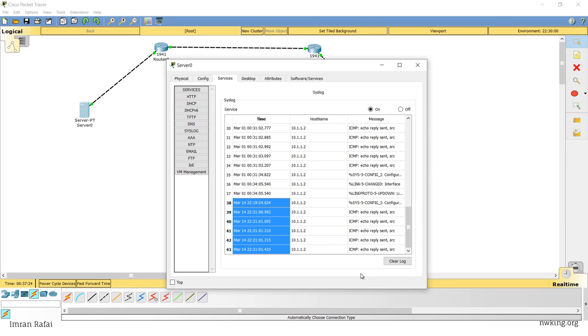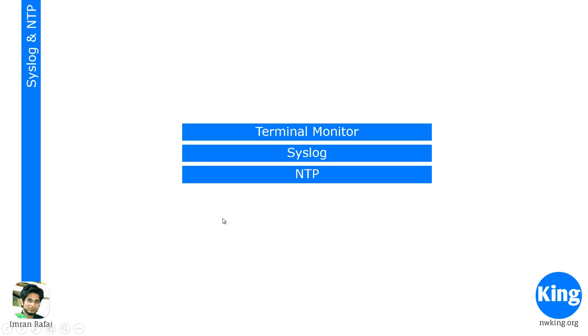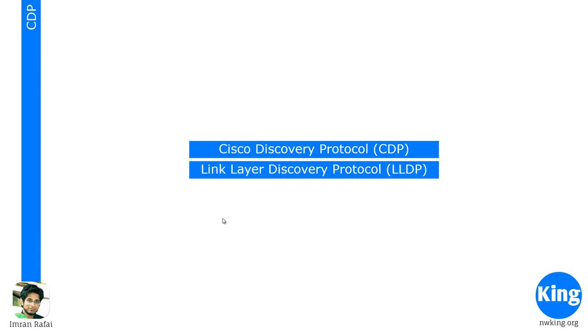So that's that. Let's see what is the next topic that we need to discuss. Right, so terminal monitor, syslog, NTP, we have discussed all these things. Next we're looking at CDP. What is CDP? CDP is Cisco Discovery Protocol, right? So this is a protocol that is used to identify devices.